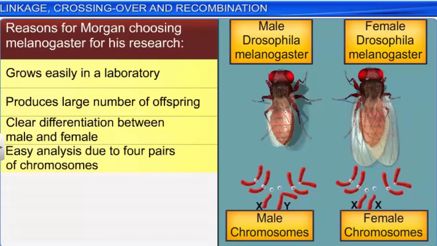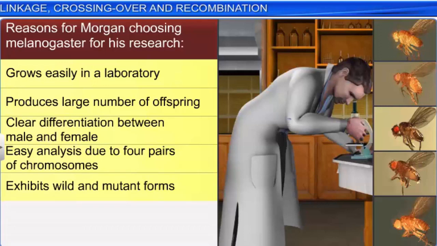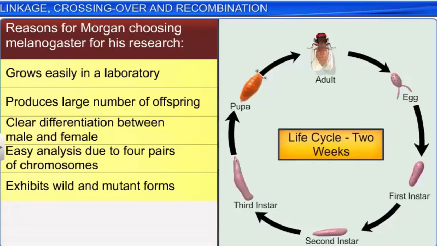easier. Another reason for Morgan selecting these flies was that they showed several heredity variations which could be easily seen through low-power microscopes. Finally, these flies had a life cycle of just 2 weeks, which would help study several generations within a short span of time.